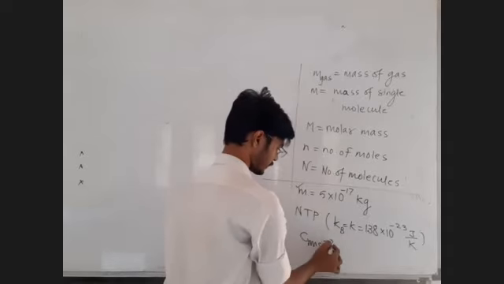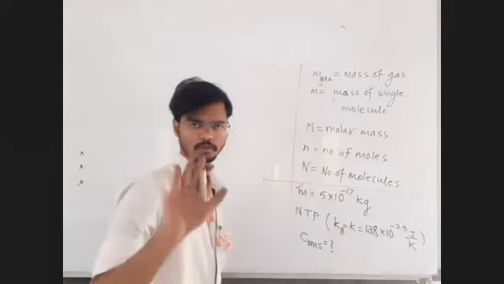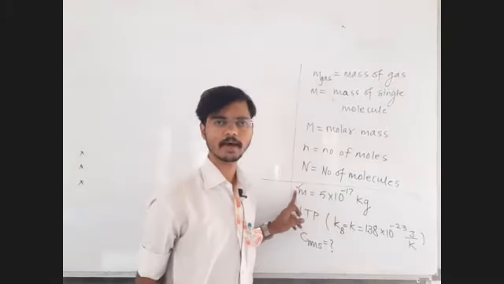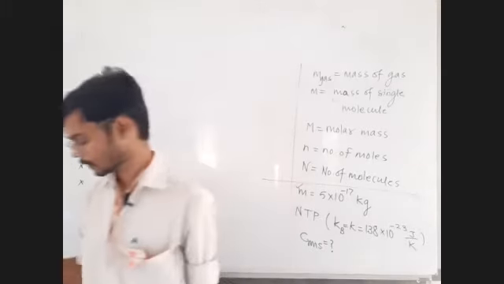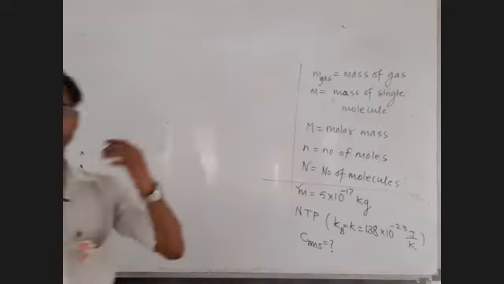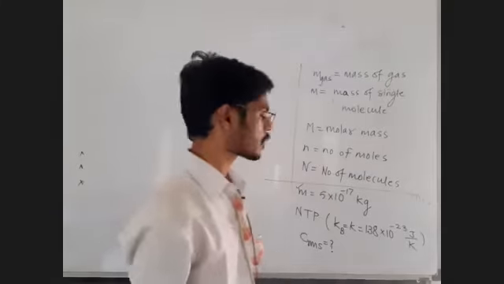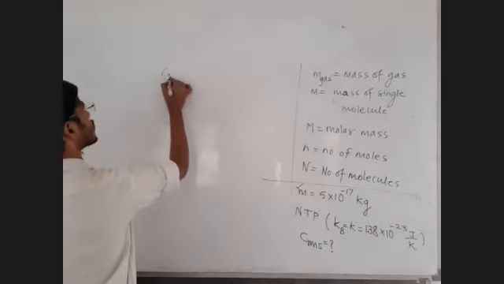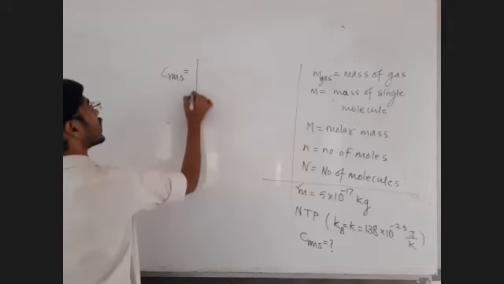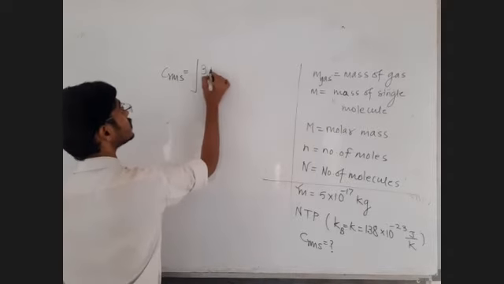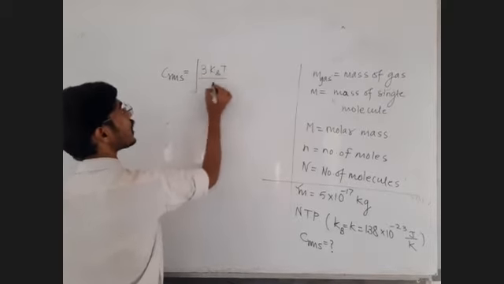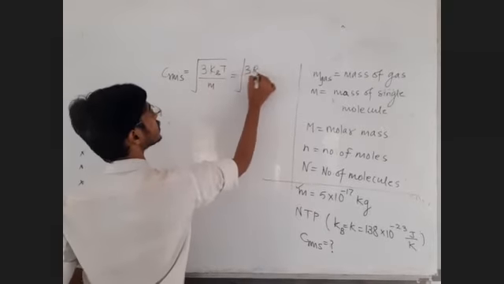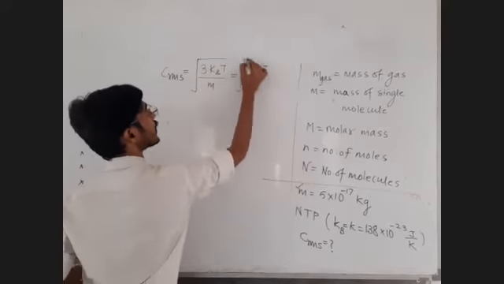Molecule's mass is given and C_RMS is asked. There are three formulae for C_RMS. We know them in terms of small m, in terms of capital M, and in terms of PV. In terms of k_BT, in terms of RT, in terms of PV. First formula: C_RMS is equal to under root 3 k_BT upon small m. Second formula: under root 3RT upon capital M.